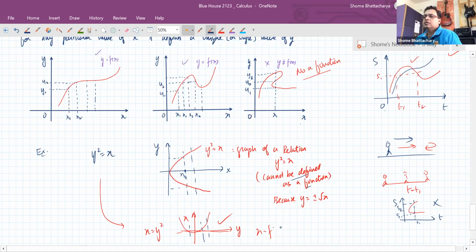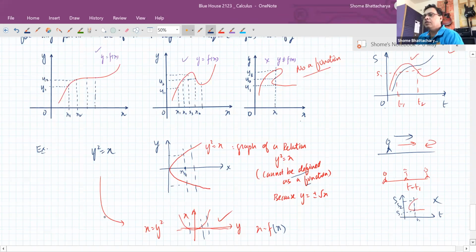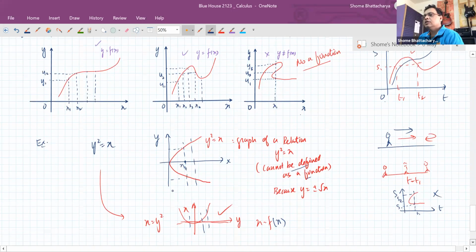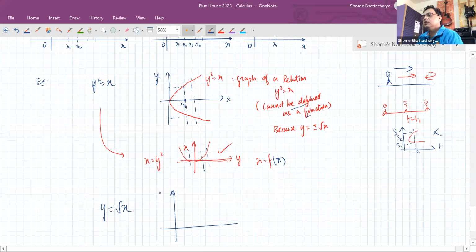So I have to just interchange the axis. Yes, sir. Clear now this point? Okay. Whereas if I had just taken the function y is equal to root x, then the graph would be different. The graph would be just one part of the curve y square is equal to x, that part which represents only positive values of y. So this is also a parabola, but it's half this parabola. So this is representing y is equal to root x, which is a function.